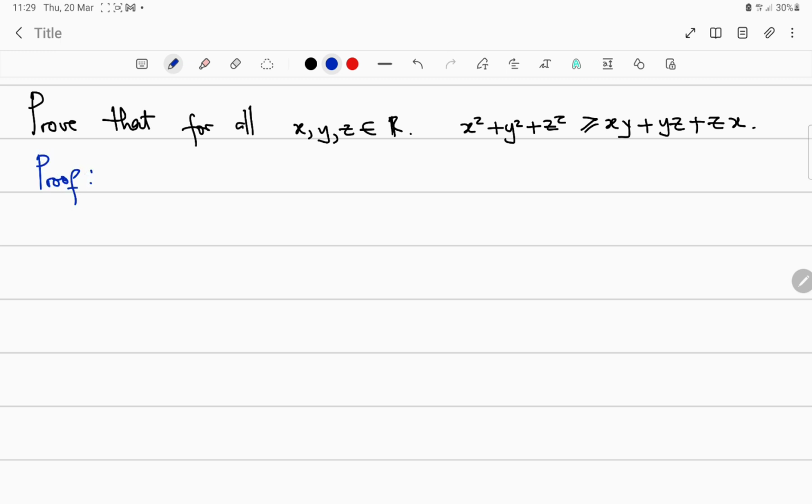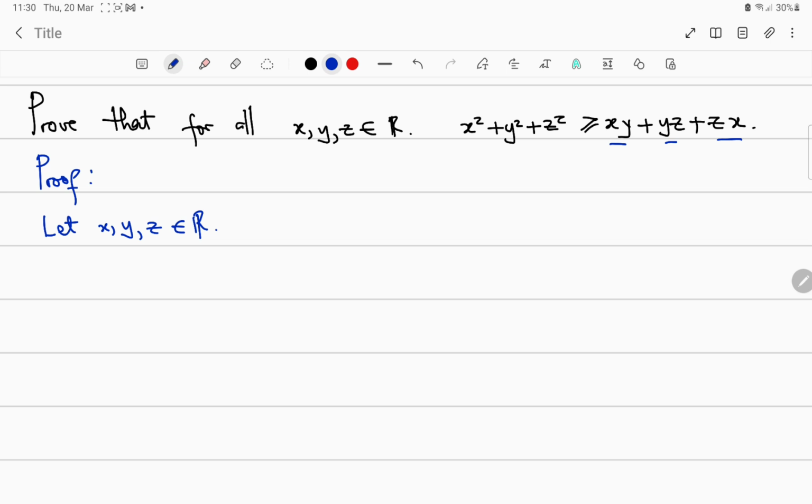So, generally, let's start by saying let x, y, z be real numbers, right? You can actually see that we have x squared, y squared, and z squared, which means we need a square of something, but also we have xy, yz, and zx. So it means that we need a combination of x and y, and z and x. How do we do that?